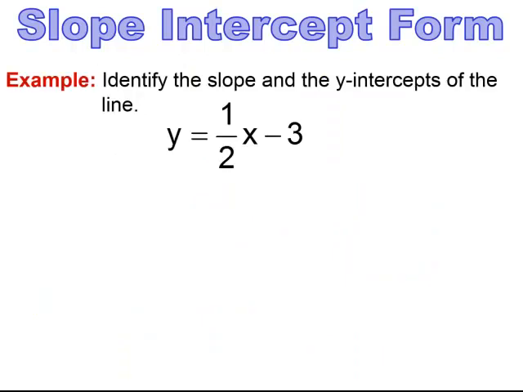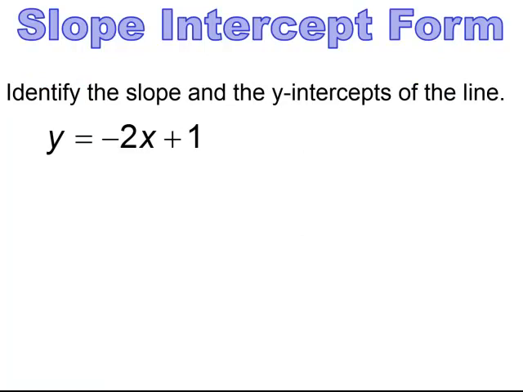So in this equation, y = 1/2 x - 3, we're asked to identify my slope and my y-intercept. In this case, it's already in slope-intercept form. So my slope is going to equal the 1/2, or the coefficient of x. My y-intercept, if I plug in 0 for x, is simply going to be -3. So the ordered pair for my y-intercept will be (0, -3). Pause and try.